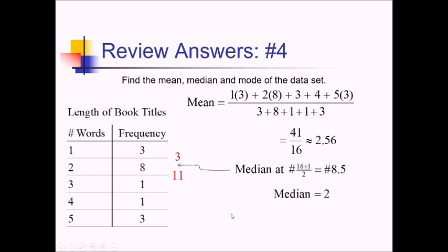Now for the mode, you're looking for the item that's repeated the most, and for that with frequency tables, we just look for the category with the highest frequency. In this case, that's this 8 right here. Nothing comes even close to 8 in our frequency column, so the mode is also then going to be 2.